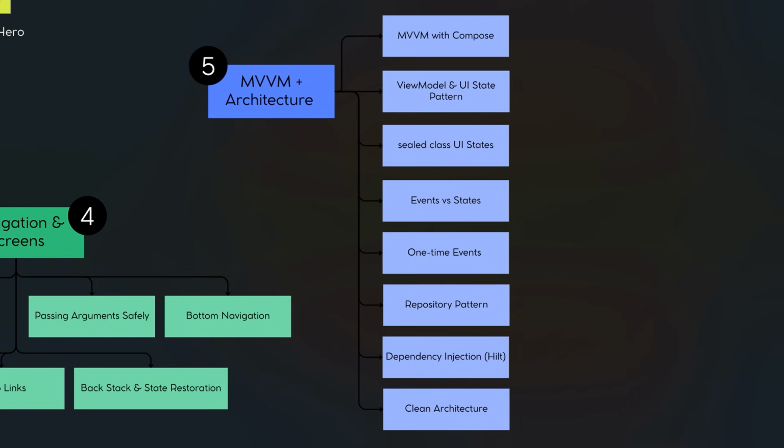We'll use MVVM, Model View ViewModel architecture, the right way with Jetpack Compose: ViewModels, UI states, events, repositories, dependency injection, and clean architecture concepts. I'll also show you common architecture mistakes and how to refactor bad code into clean, maintainable code. This is what companies expect.